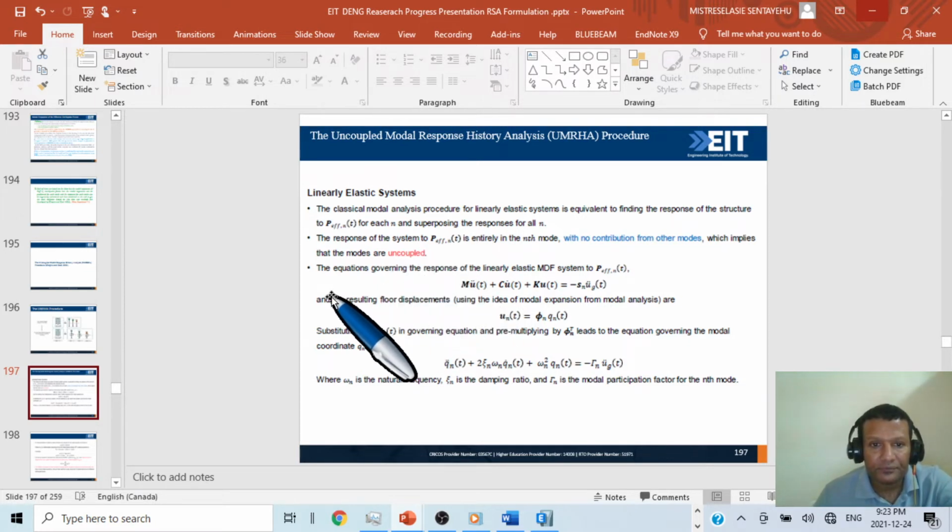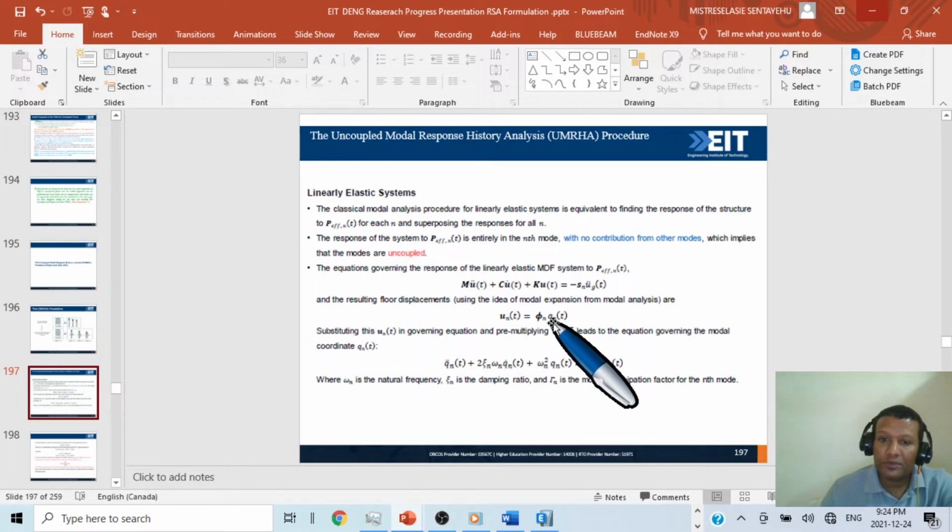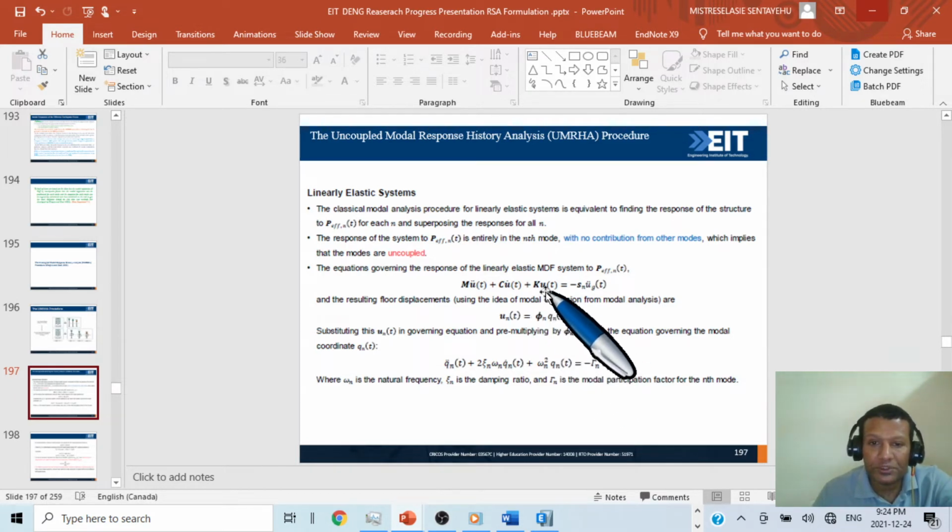That's what we did. The equation governing the response of the linear elastic multiple degree of freedom system to P effective nth mode is this equation we have seen. We have a spatial distribution also, and the resulting floor displacement, using the idea of modal expansion from modal analysis, is un equals phi n times qn. From the q coordinate, by multiplying it with the modal shape, we change it into the u coordinate. This is also the modal expansion concept from modal analysis.